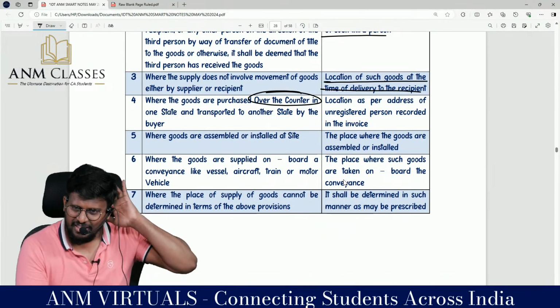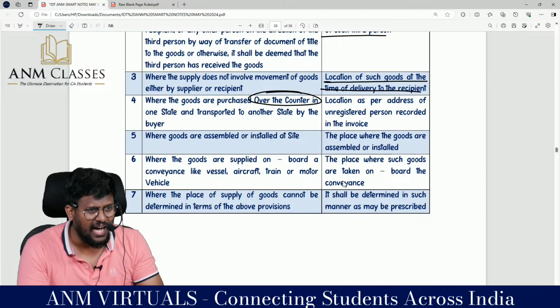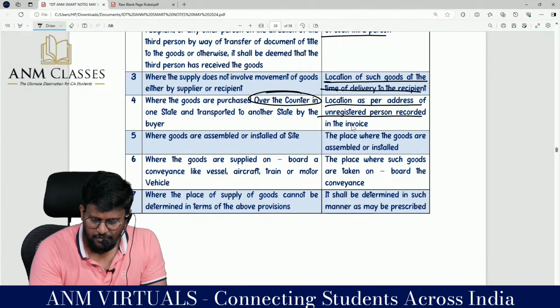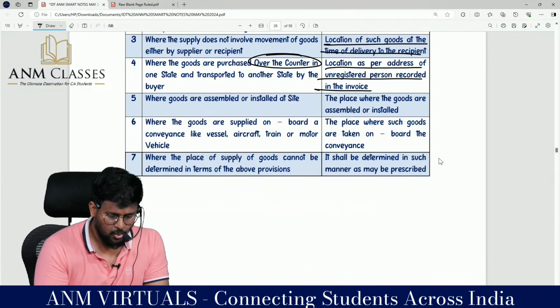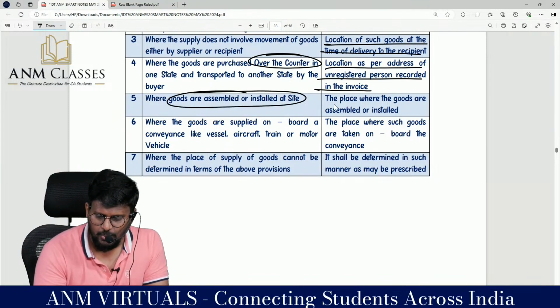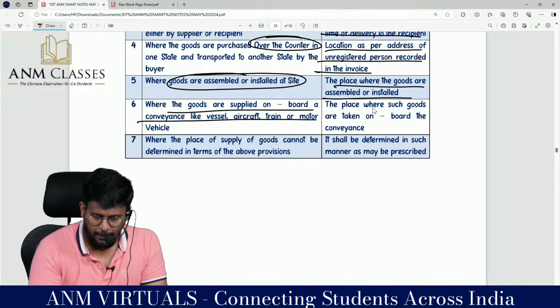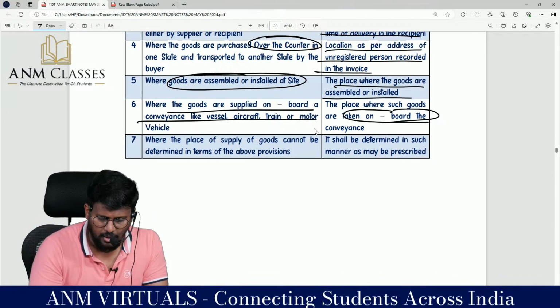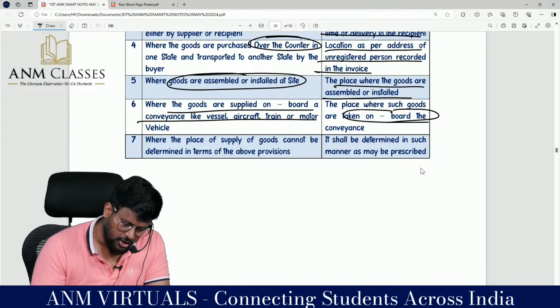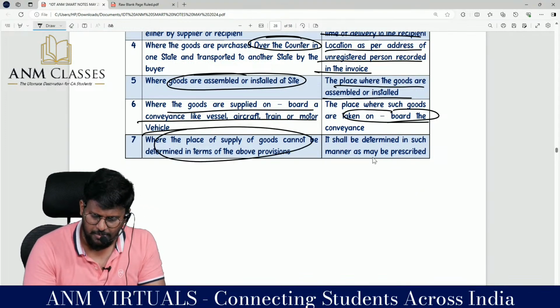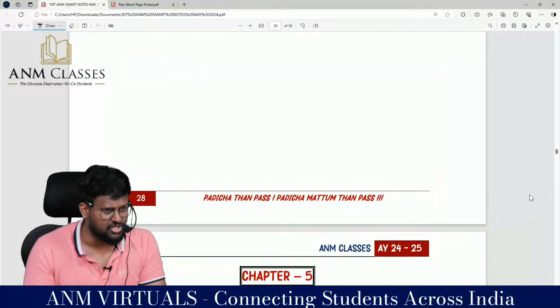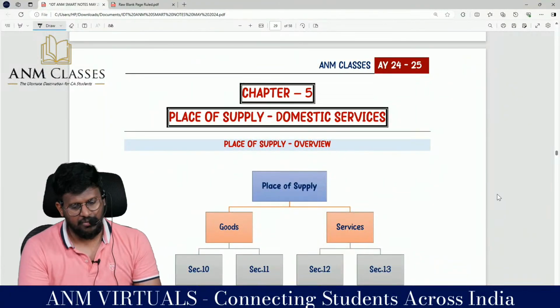Okay. You have to check on the invoice whether the unregistered person's state is there. Location as per the address of the unregistered person recorded in the invoice. Where the goods are assembled or installed: the place where the goods are assembled or installed. Where goods are supplied on board: the place where such goods are taken on board the conveyance. Correct? Yes, sir. If you are not able to find out the place of supply by provisions of 10 subsection 1, you have to find out the place of supply by 10 subsection 2. Right? Yes, sir. We are done with section 10.